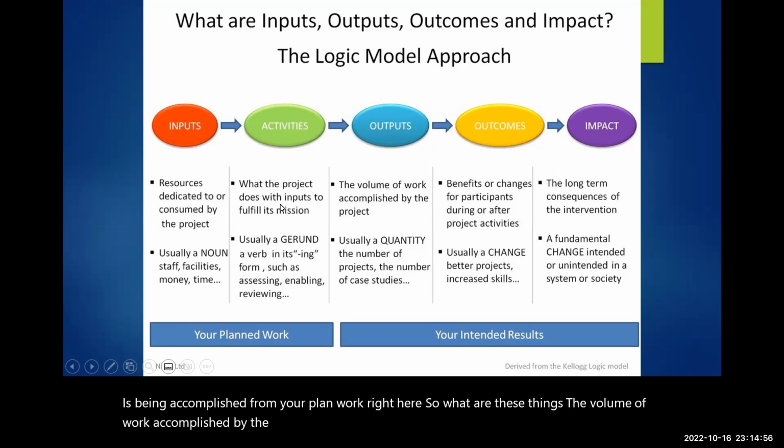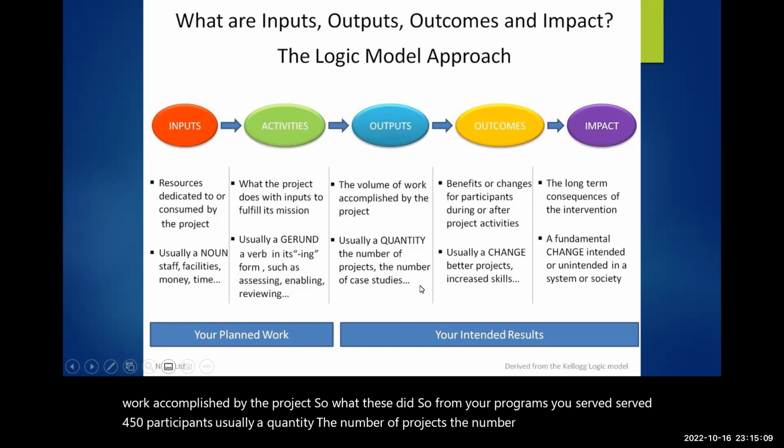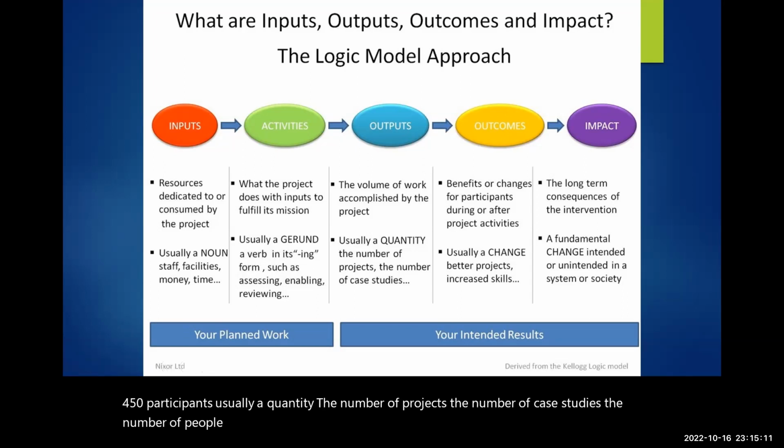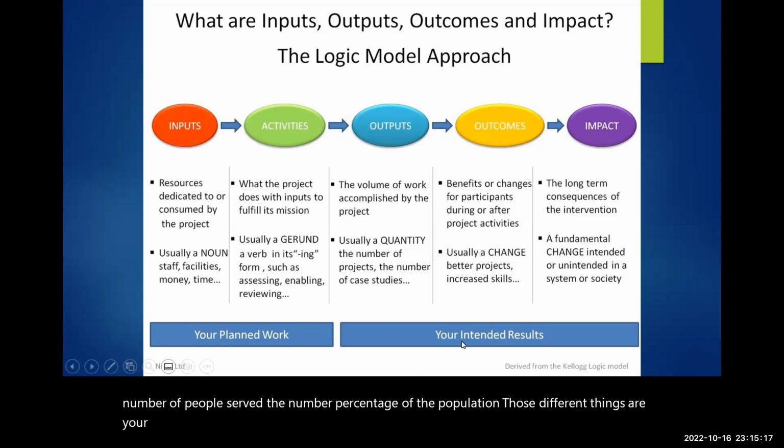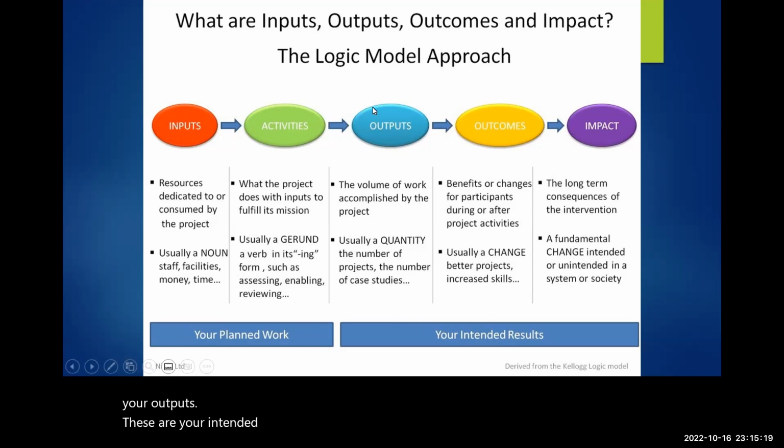So what these did. From your programs, you served 450 participants, usually a quantity: the number of projects, the number of case studies, the number of people served, the number or percentage of the population. Those different things are your outputs. These are your intended results.